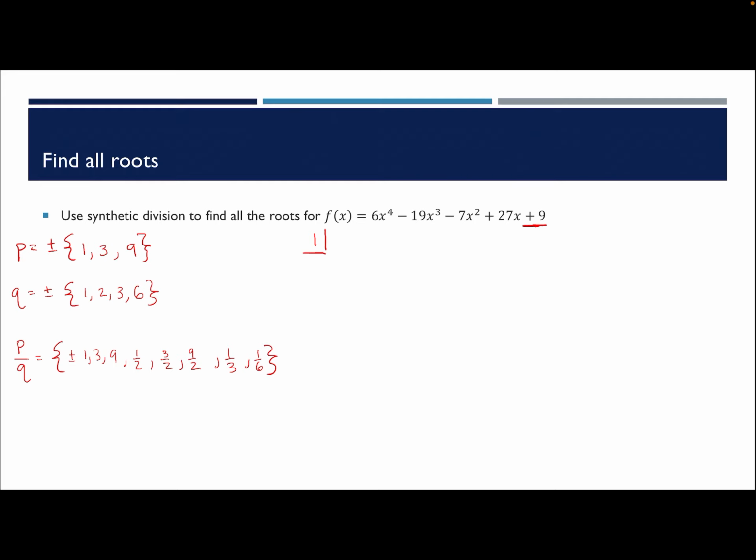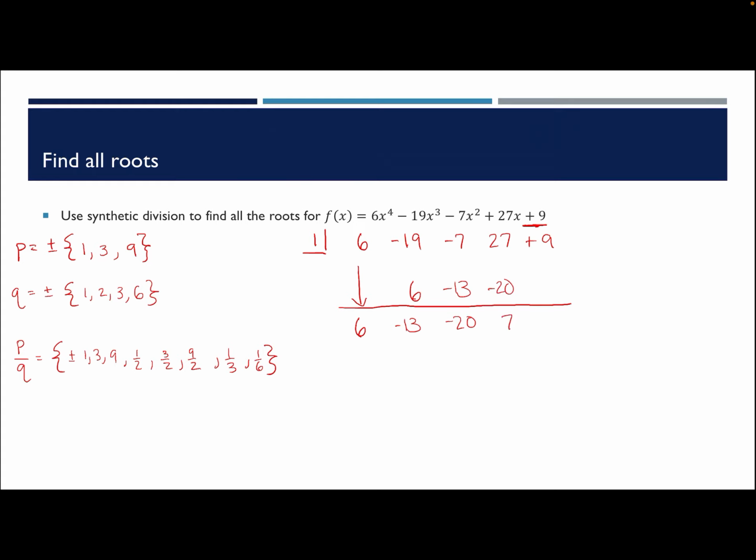We're going to take our 1, then we're going to put 6, negative 19, negative 7, 27, and positive 9. If there were any missing powers, you would put in 0, but since they're not, we just write all of the coefficients. So remember, you bring down the first term. So then 1 times 6 is 6. Negative 19 plus 6 is negative 13. 1 times negative 13 is negative 13. Negative 7 plus negative 13 is negative 20. 1 times negative 20 is negative 20.